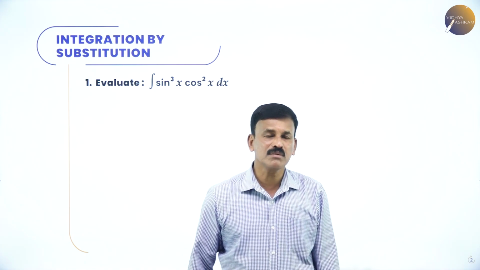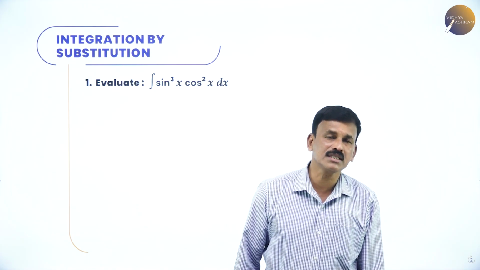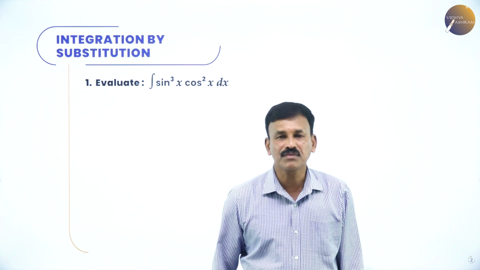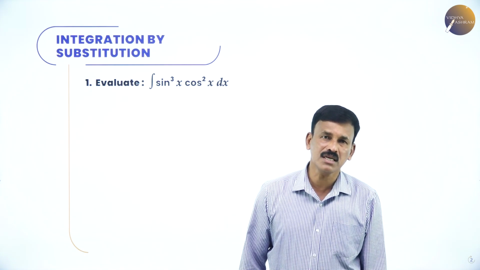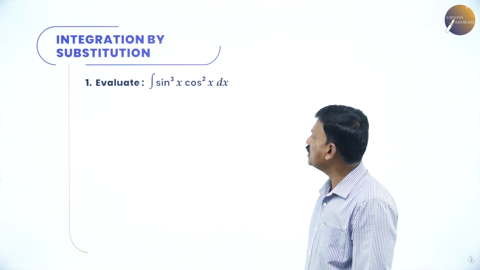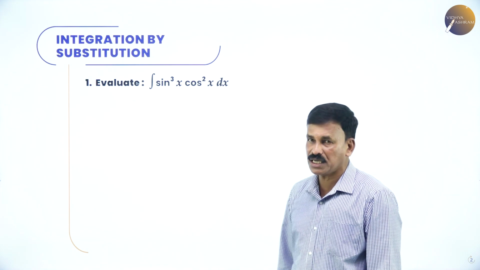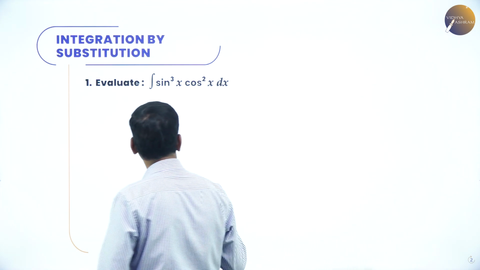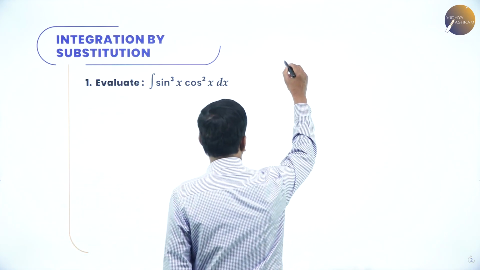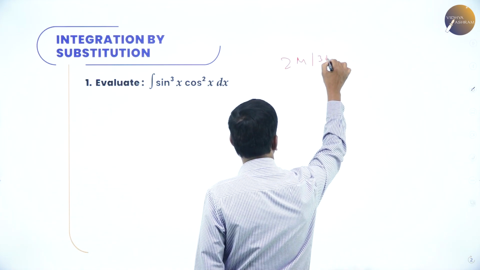Some problems can be done by the method of substitution and some problems can be done by using the formulas of trigonometrical functions like multiple angles, submultiple angles. Now move on to the first problem. Evaluate sine cube x cos square x dx. These are all important type problems for 2 or 3 markers. So you may expect this type of question for 2 marks or 3 marks.